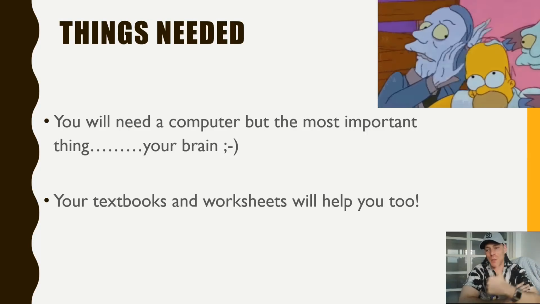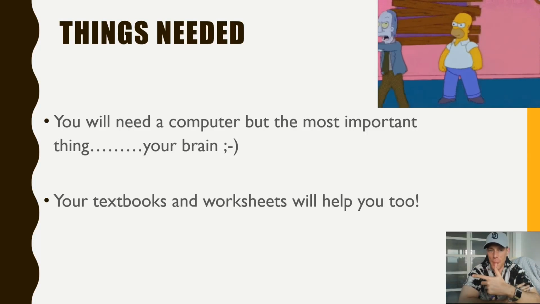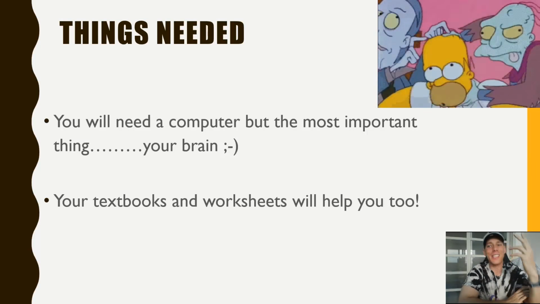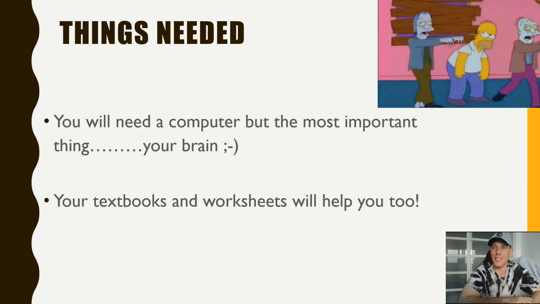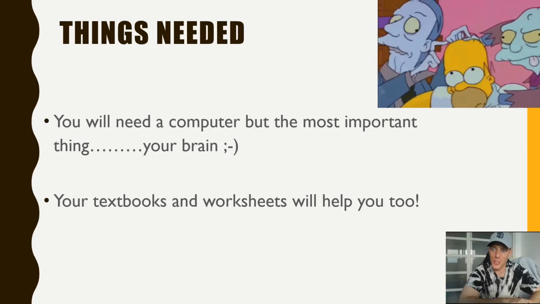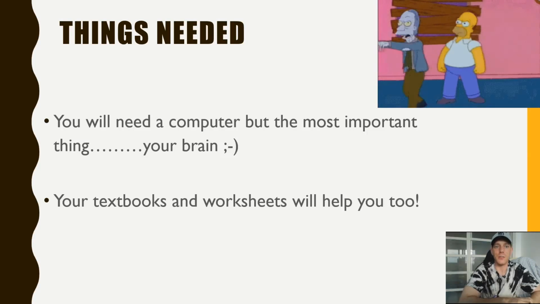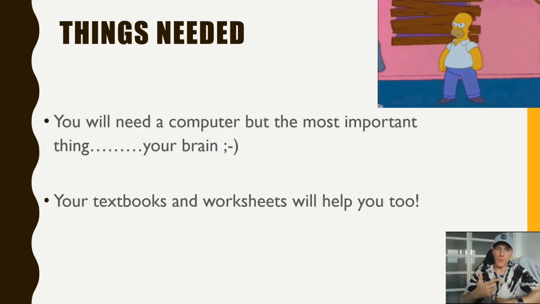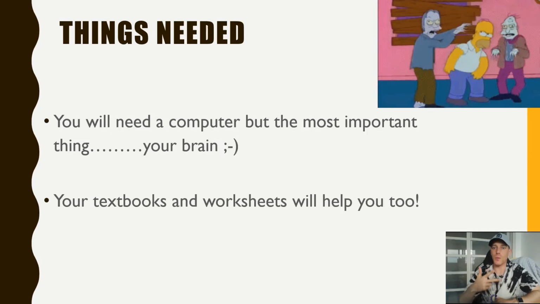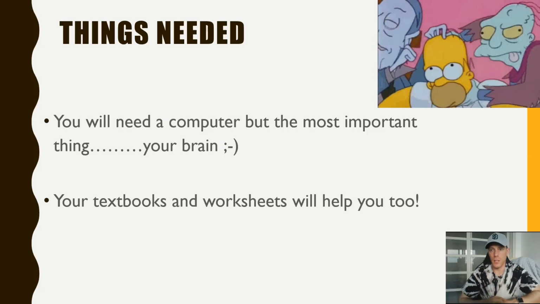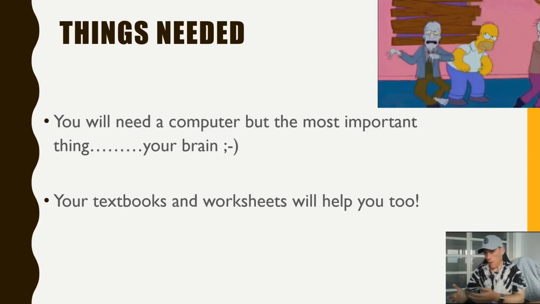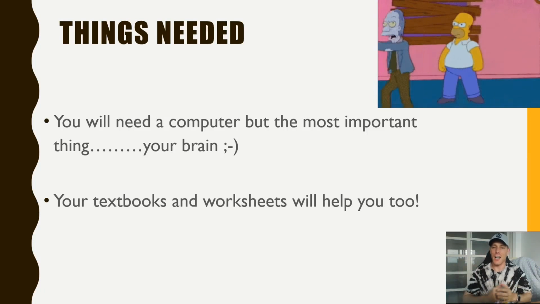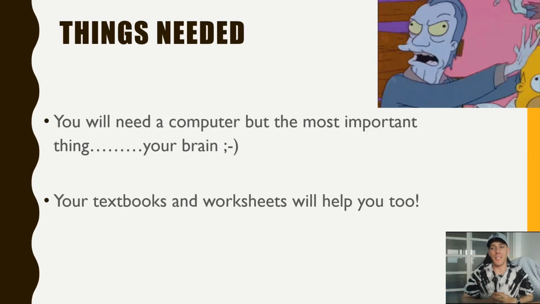You'll need your computer or your smartphone, but just bring your brain. If you bring it, you can get the best score possible because it's open book. You can use your worksheet. You can do it. So remember, bring your computer, bring your brain. Remember, your textbooks and worksheets will help you. So if you have them there and you need to check something, like, oh, what's that answer? Perfect. Preparation is key.